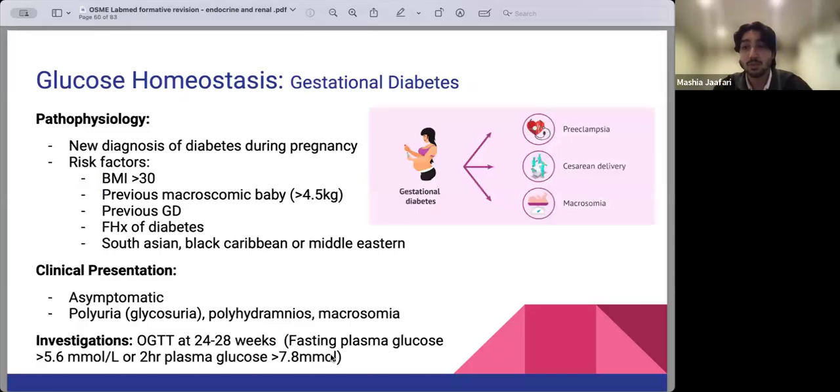Gestational diabetes, again, not super high yield, but worth knowing that it's new onset diabetes during pregnancy. So it has to be, I think, after 24 weeks. It's associated with high BMI, having a large baby previously, having gestational diabetes before. And the reason it's a problem is because it can lead to a very big baby that will need a C-section. And it can also increase your risk of preeclampsia.